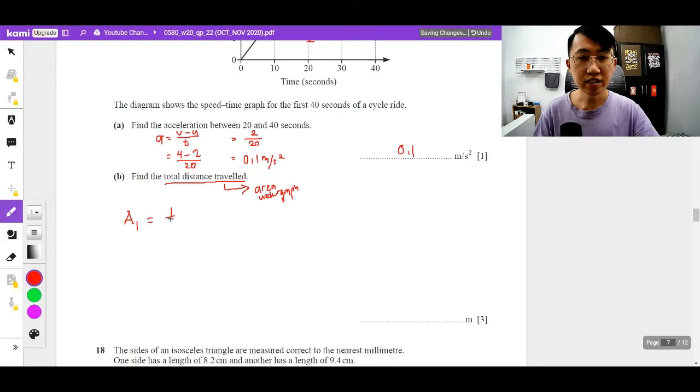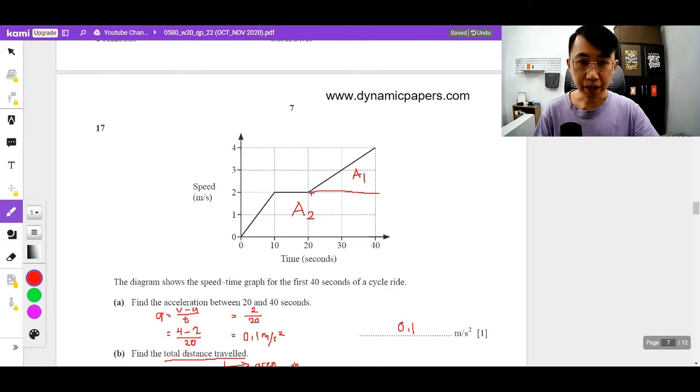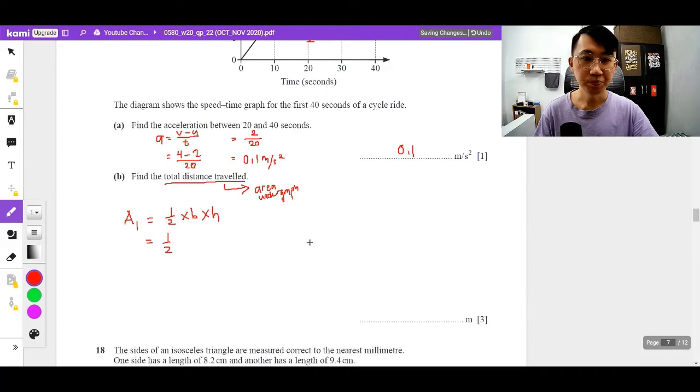So A1, which is a triangle, is half times base times height. Half, copy back. Let's find out our base and height. So base is 20. Can you see? From here to here is 20. The height is over here. So height is 4 to 2, which means 2, right? 4 minus 2, you get 2. Here, 40 minus 20, you get 20. So half times 20 times 2. So it's going to get you 20. Now, you don't have to write the unit because the area here is actually representing distance. Don't need to write the unit yet.